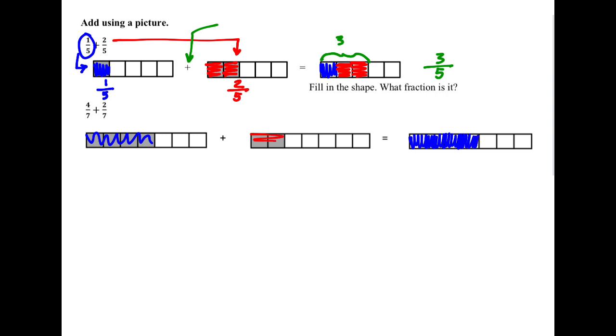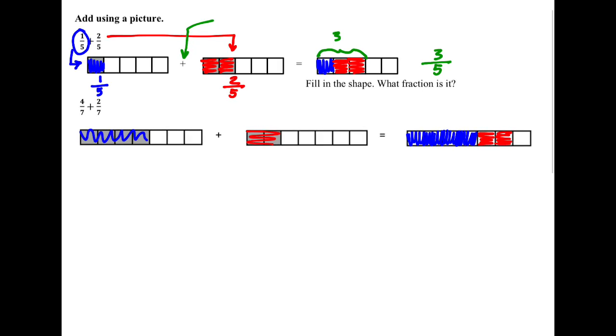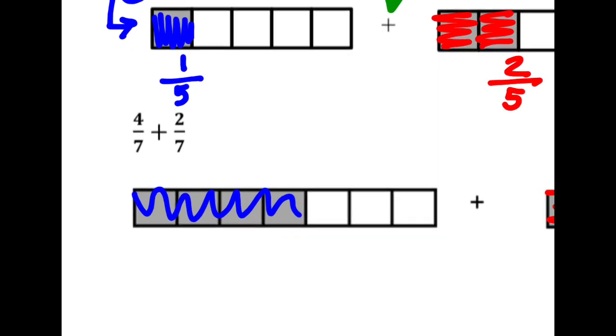And we have 2 red ones, so 1, 2. And we have a total of 6 shaded, so it becomes 6 over 7. 6 out of 7. Okay, and I'm going to zoom in on the problem we had over here.